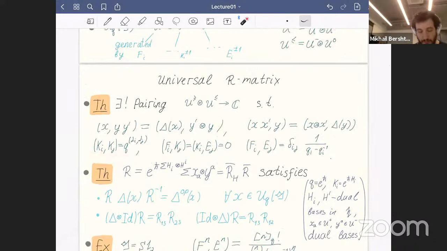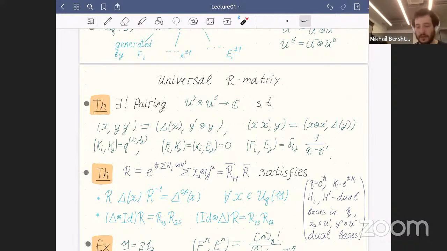There are also some properties of the pairing. The pairing on the Cartan part is just the pairing on the lattice. The main part of these properties is that this pairing agrees with the weight. If we pair elements of different weight, it is zero. If you pair elements of opposite weight, such that the total weight is zero, then we get some number. And this is just a normalization.